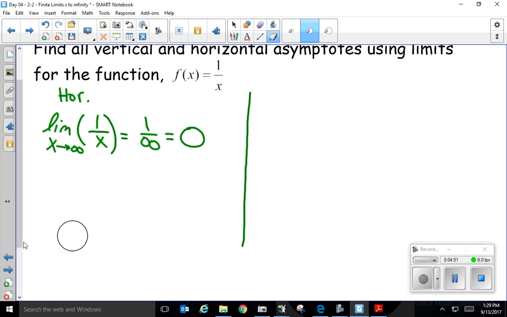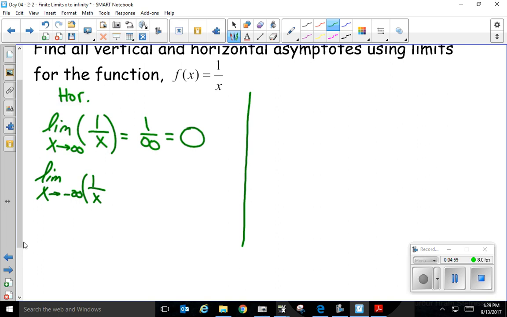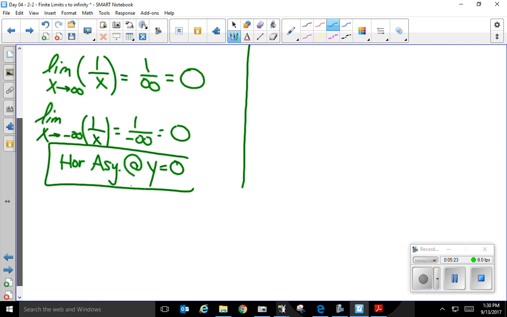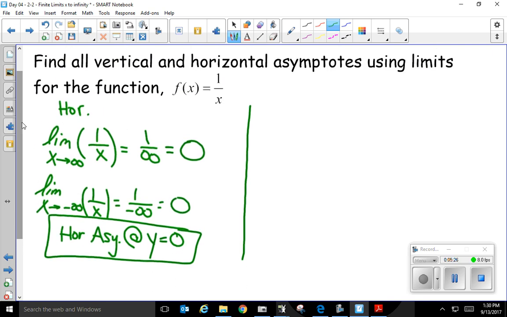They want you to try the positive and the negative infinity. So then again, I take the limit as x approaches negative infinity of 1 over x. Well, that's 1 over negative infinity. That's still going to approach 0. So guess where I have a horizontal asymptote? At y equals 0. Because y equals a number, that's a horizontal line. So there is a horizontal asymptote at y equals 0. All right? Not too difficult. Not too crazy.